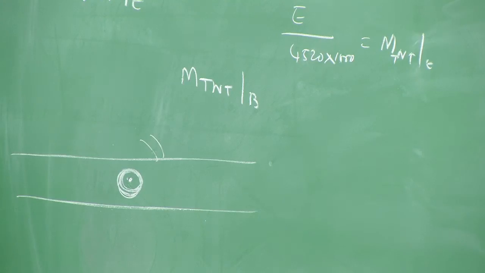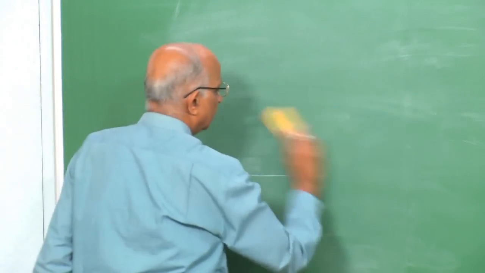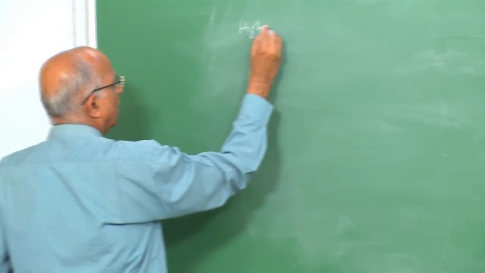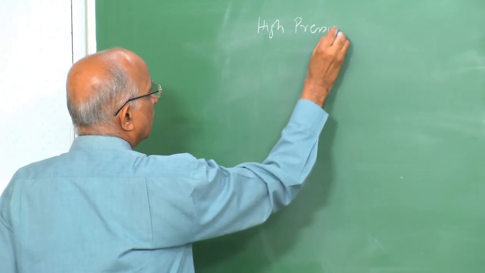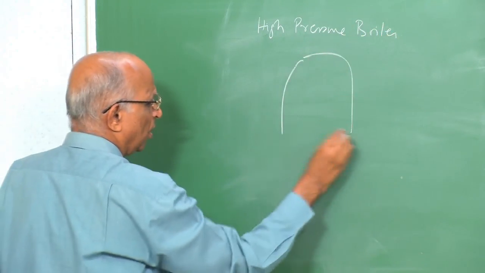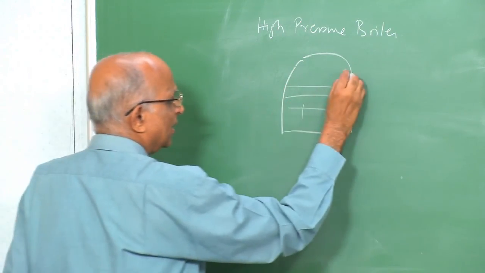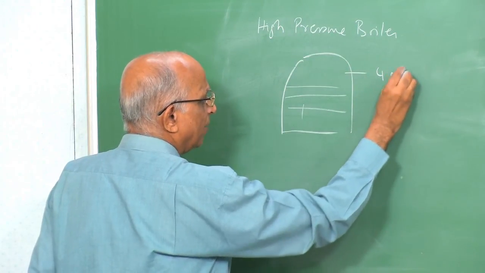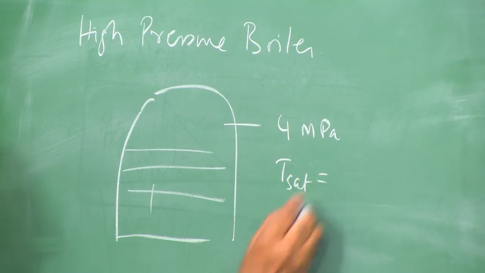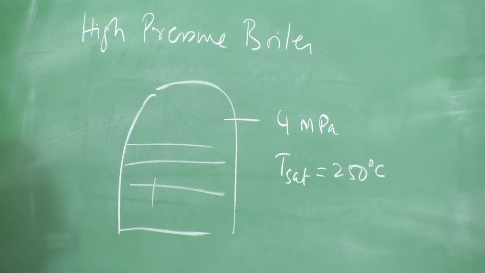Let me first take an example of a boiler bursting. I have, let us say, a high pressure boiler, a fire tube boiler. In a fire tube boiler you have water at pressure, and a lot of fire tubes in it which heat the water. Let us say the operating pressure of this boiler is 4 MPa, and at 4 MPa the saturation temperature is equal to 250 degrees centigrade. This comes from the steam table.